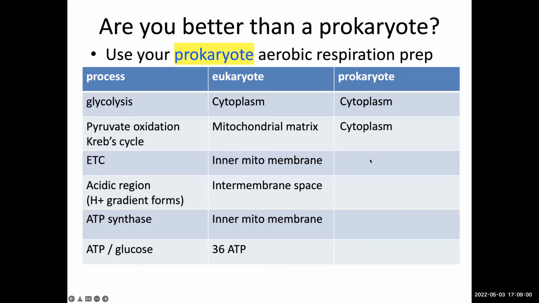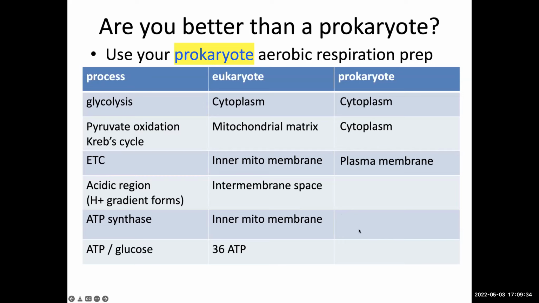The electron transport chain is located where in a prokaryotic cell, Haley? That's the plasma membrane. That is the plasma membrane. What is the region where the hydrogen ion gradient forms in a prokaryotic cell, Ayumi? Extracellular space. That's right. Those protons are pumped outside the cell, and then they're just hanging around in a cloud of acidicness near the membrane.